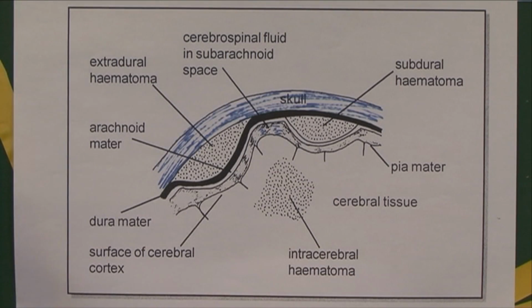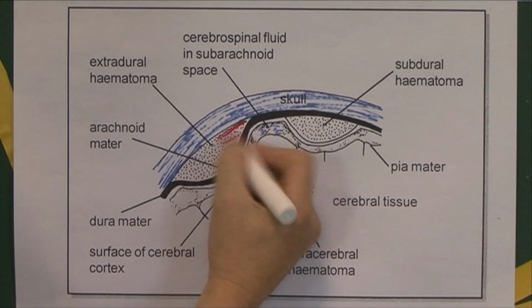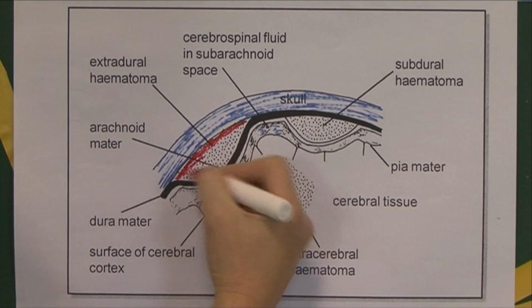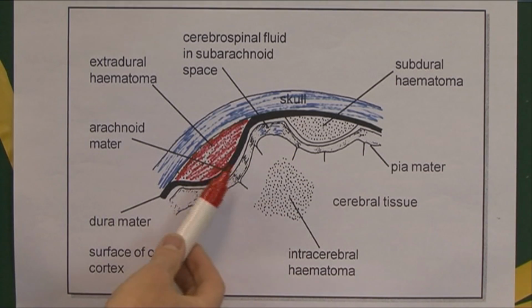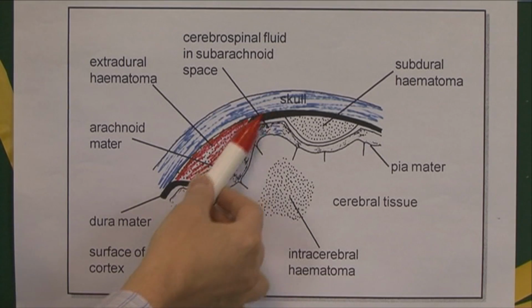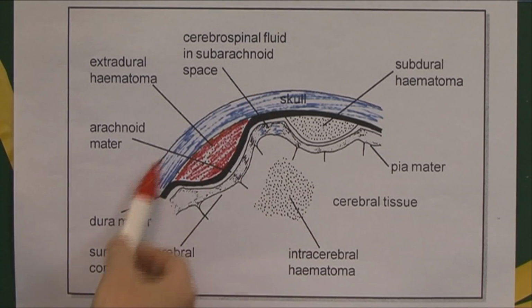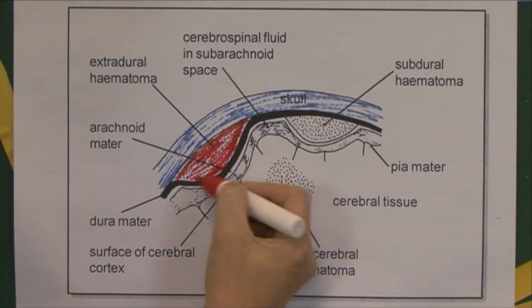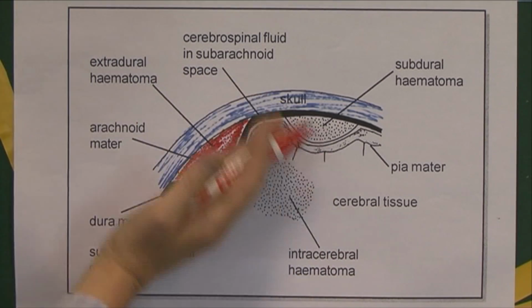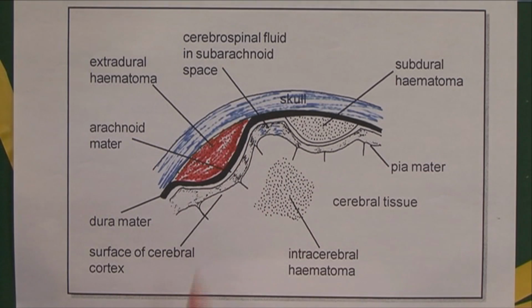brain. And from this diagram we can see that the extradural hematoma, the blood is occupying the space extra, outside of the dura mater. So there's the dura mater, here's the bone of the skull, and here's the hematoma forming extradurally, pushing the dura down and compressing the brain which is beneath.